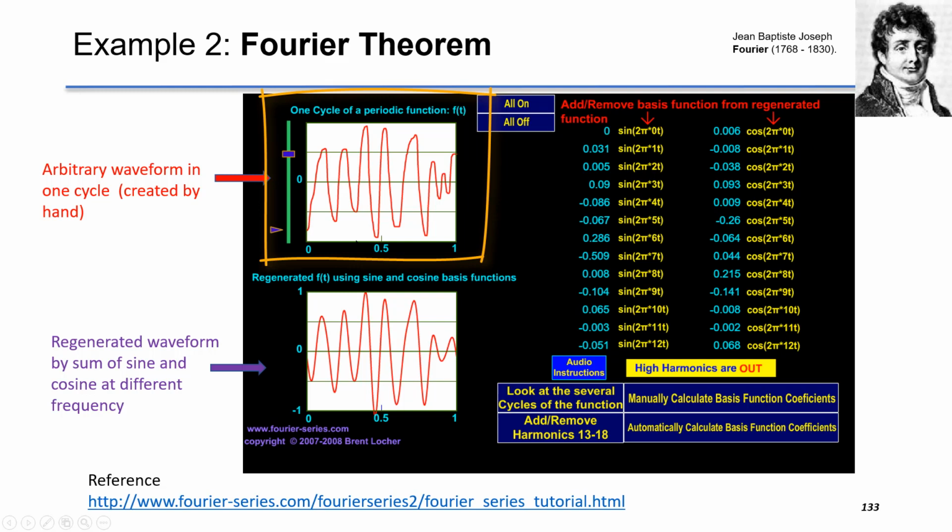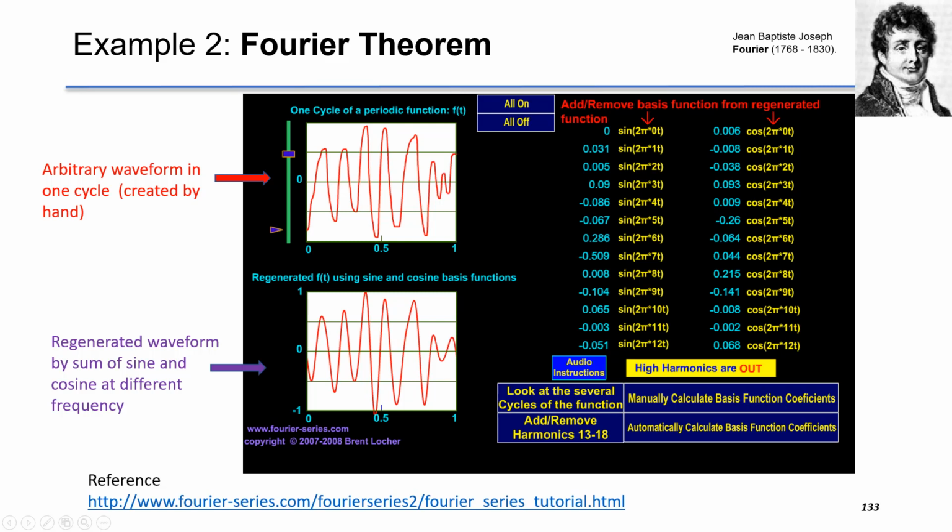Now we assume this is one cycle of a periodic function f of t. This waveform's frequency is called the base frequency or the fundamental frequency. If we click the button to automatically calculate the basis function coefficients, the Fourier series of the arbitrary waveform is found by basis functions in sine and cosine at different frequencies. Note that the frequencies are at integer multiples of the base frequency. Also, the first row gives the coefficient at zero frequency, which is the DC term.